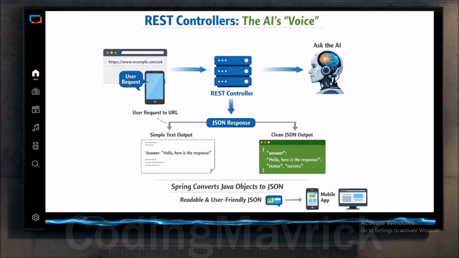The question is, will the user see the raw JSON or will we make it look nice? The answer is yes. We'll start with simple text, but I will show how Spring will automatically convert our Java objects into clean JSON that any mobile app or website can understand.